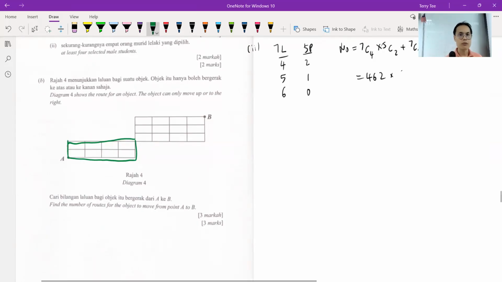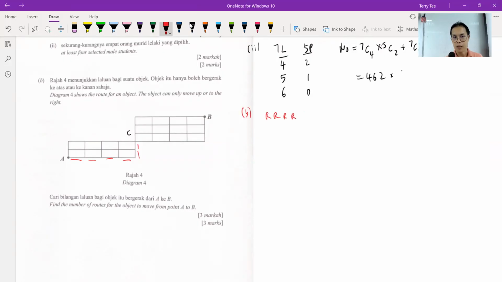Okay, so before you go from A to B, maybe we go from A to C, followed by C to B. The thing I need to think about is this. If I want to go from A to C, the first thing I need to understand is I can go 4 units right, 2 units up. So that means the sequence would be, for example, right, up, or kanan, atas, up to you.